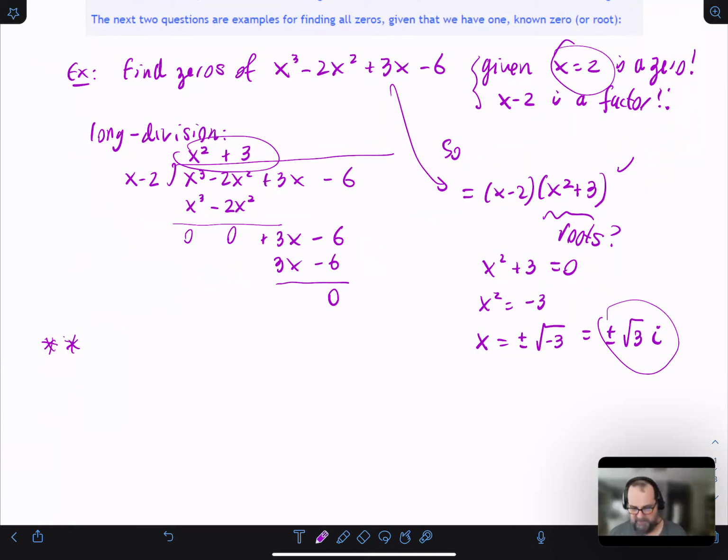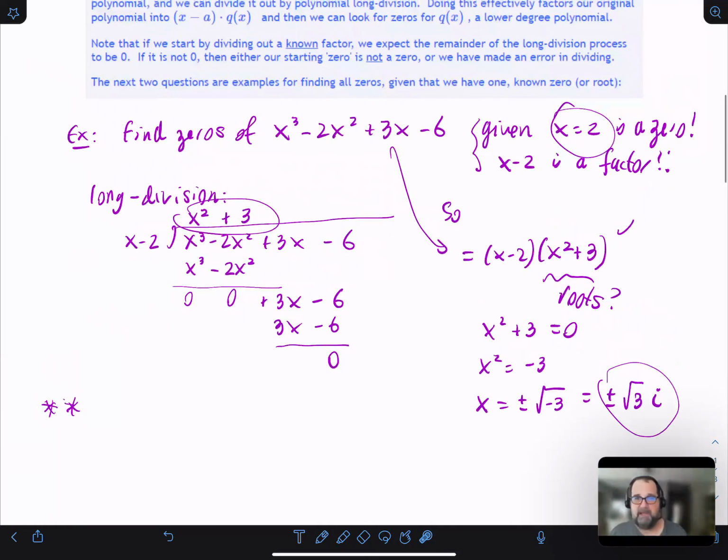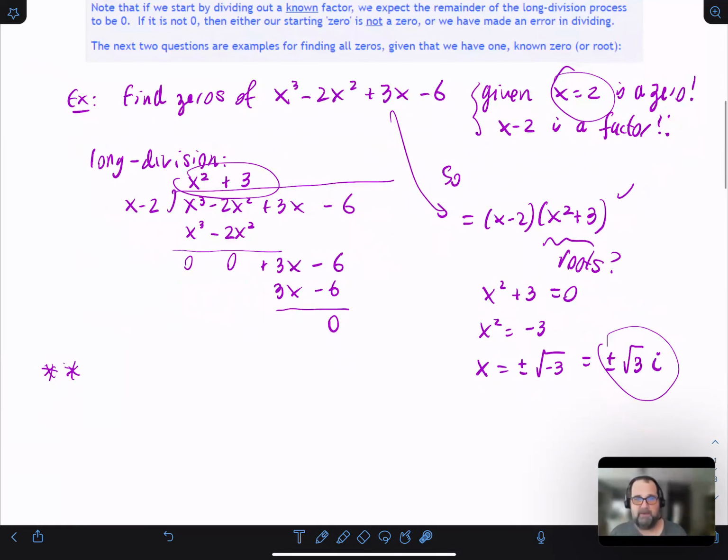the other roots. So this is actually a little fact we saw earlier in the course as well. The complex roots have to occur in conjugate pairs. So plus root 3i and minus root 3i are a pair of roots. And that must be all of them. There can only be 3 roots. We found all 3. So this is the idea.